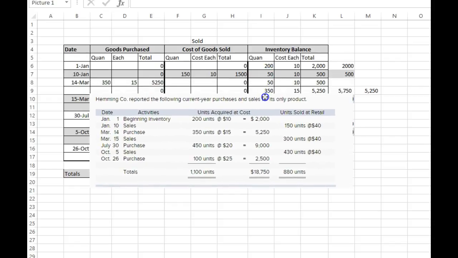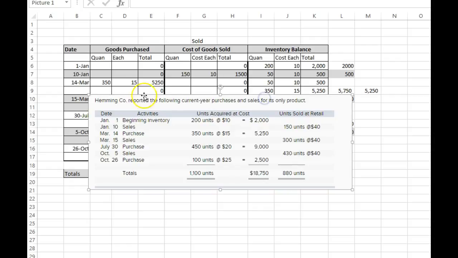On March 14th, I bought 350, and I paid $15 for each one of them. So each one of these costs $15, and I have to put those in inventory now. I can't mix the 350 and the 50, simply because I have a different cost. So I need to bring this 50 at 10 into the new inventory total, and I need to transfer this 350 at 15 to the new inventory.